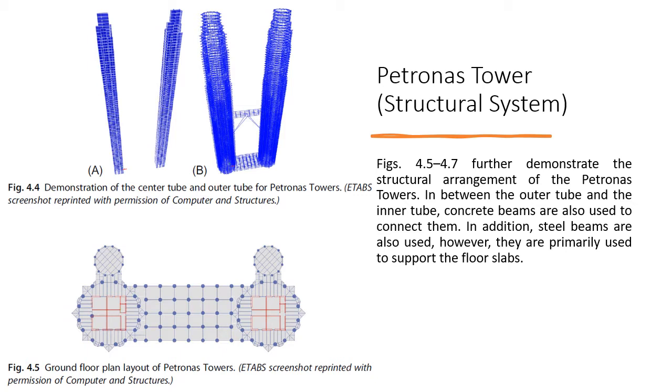So figure 4.5, ground floor plan layout of Petronas. As you can see, the core is still there, and we can see later that the core is still consistent up to the very height of the building.